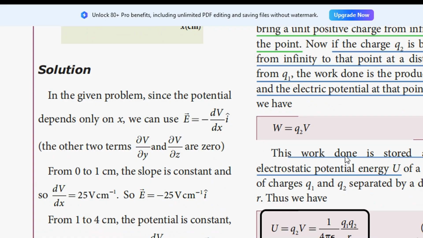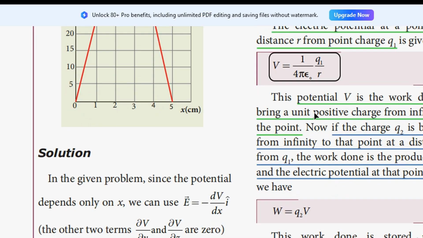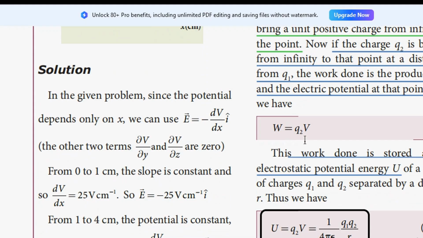Next, we are going to study about the electrostatic potential energy for a collection of point charges. The electric potential at a point at a distance r from the point charge Q1 is given by V equal to 1 by 4 pi epsilon times Q1 by r. This potential V is the work done to bring a unit positive charge from infinity to the point. Now, if the charge Q2 is brought from infinity to that point at a distance r from Q1, the work done is the product of Q2 and the electric potential at that point. So we have W equal to Q2 times V.